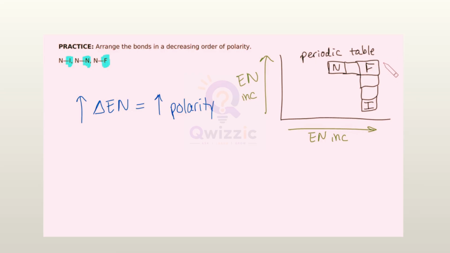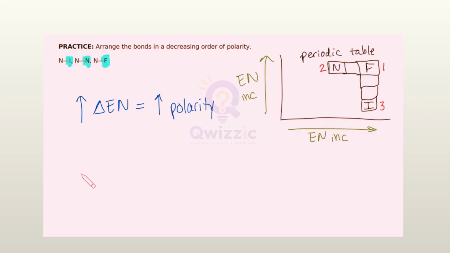So fluorine is definitely going to be the most electronegative. Then this is a toss-up because nitrogen is in a higher period, but iodine is in a group that's further to the right. And nitrogen is actually going to be the next most electronegative, and then iodine is going to be the least electronegative out of these three.